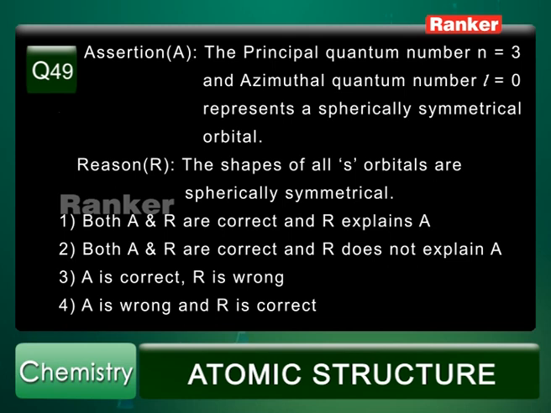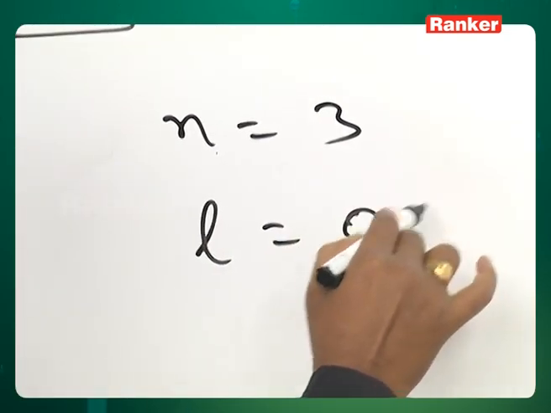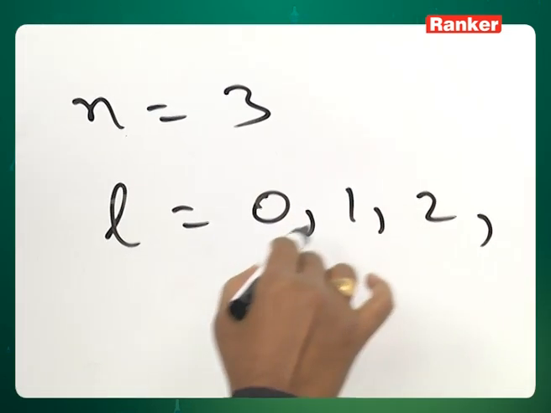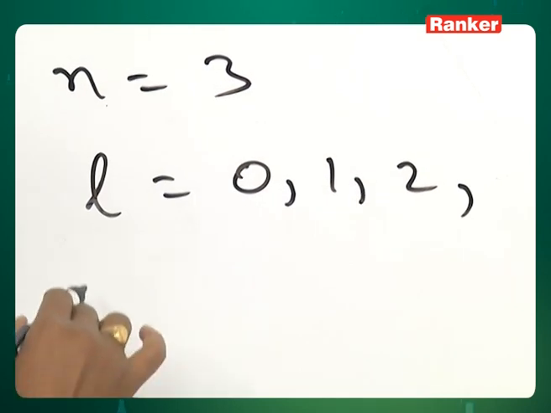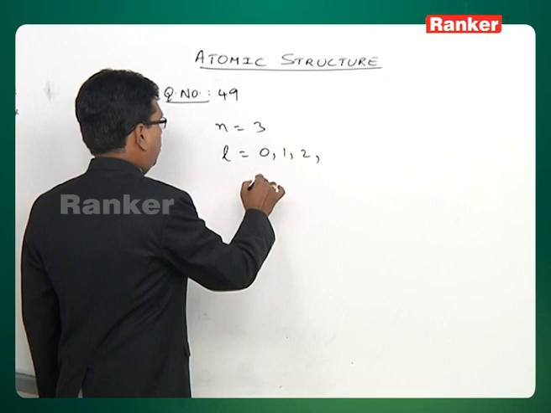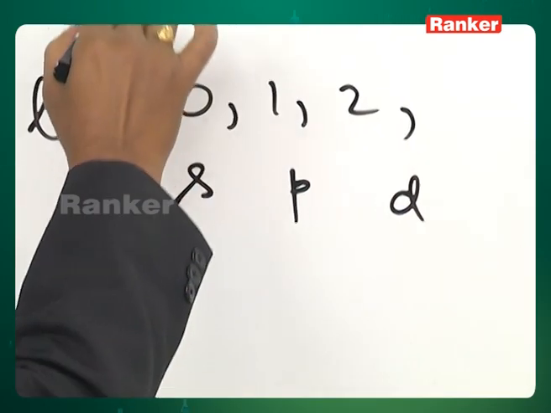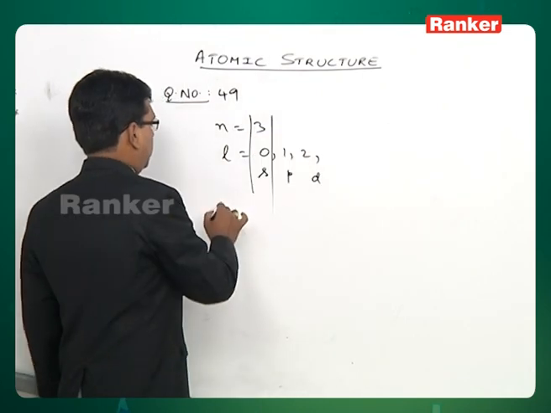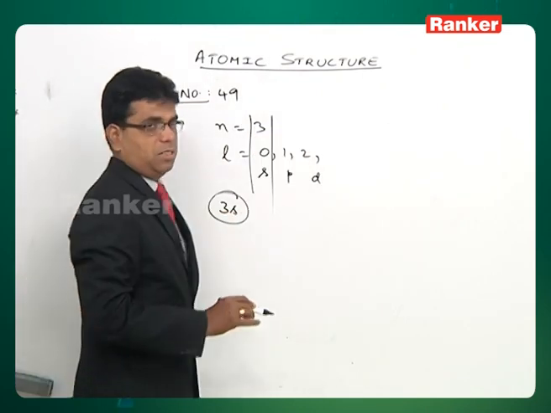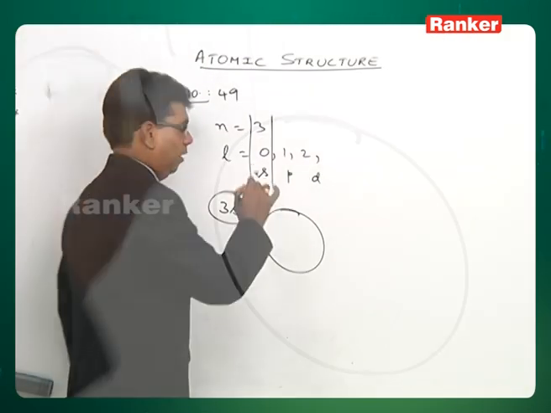The shapes of s orbitals are spherically symmetrical. Yes, when n is equal to 3, l will have the values 0, 1, 2, because l goes from 0 to n minus 1, and here it is given l is equal to 0. l equal to 0 represents s, 1 p, 2 d. So it is 3, 0. So it is the 3s orbital. So it represents an s orbital. An s orbital is of course spherically symmetrical.